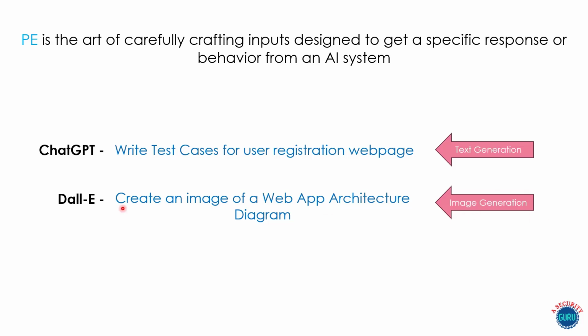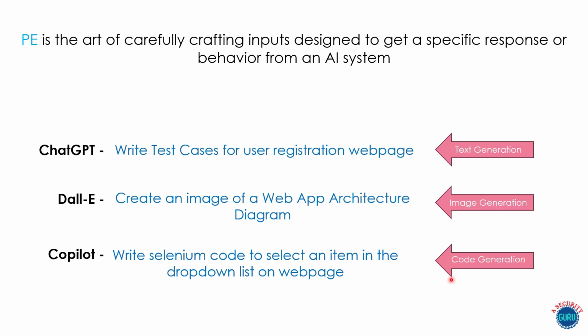Similarly, for image generation, we send a prompt like create an image of a web application architecture diagram. Such kind of prompts are sent to DALL-E AI systems. For code generation, being a QA engineer or automation engineer, we ask Copilot to write Selenium code to select an item in the drop-down list on a web page. These are some examples that we send to AI systems for different purposes. It can be code generation task, it can be image generation task, or it can be a text generation task.